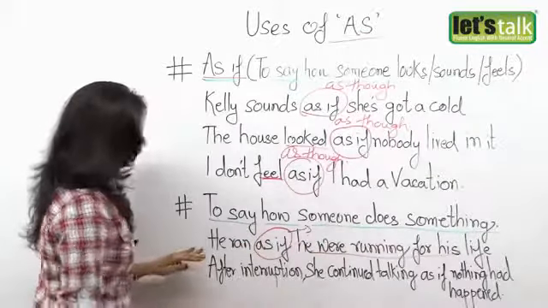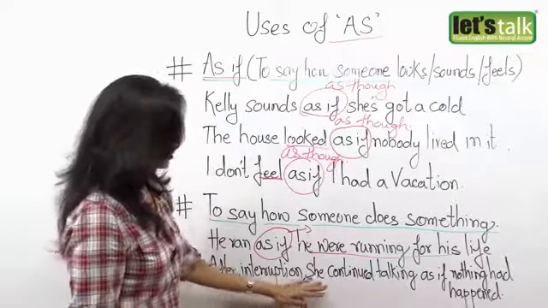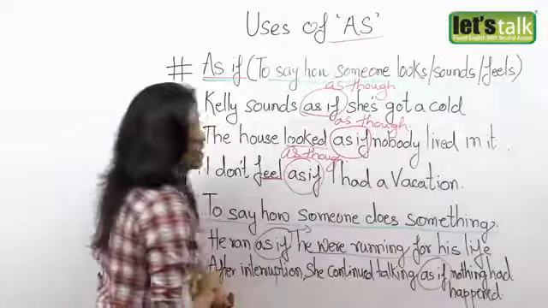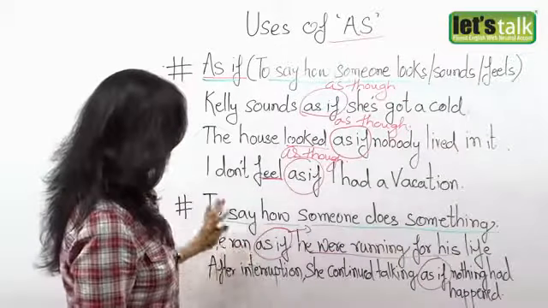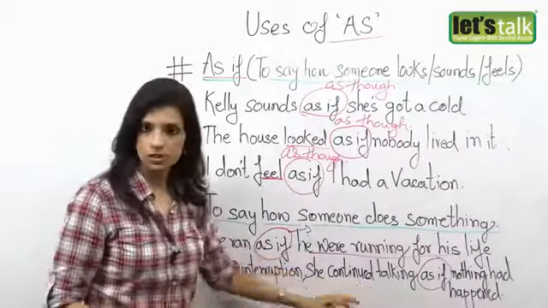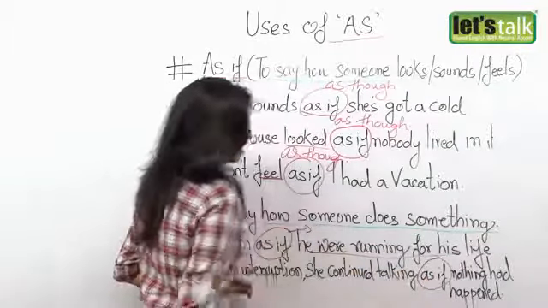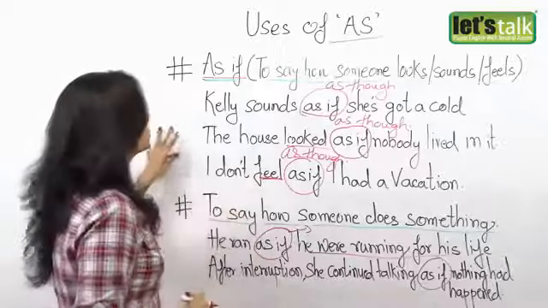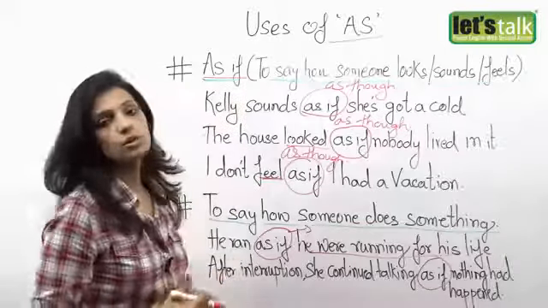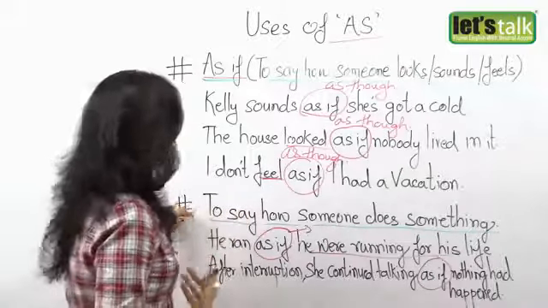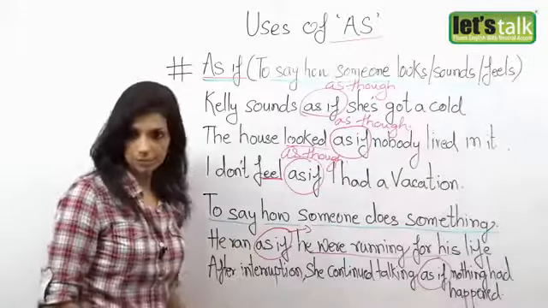In my next example, after the interruption, she continued talking as if nothing had happened. So here you are trying to show the manner in which she was talking after she was interrupted. So you use "as if". Well, so please remember you use "as if" to say how someone looks, sounds or feels, and when you want to describe or show how someone does something.